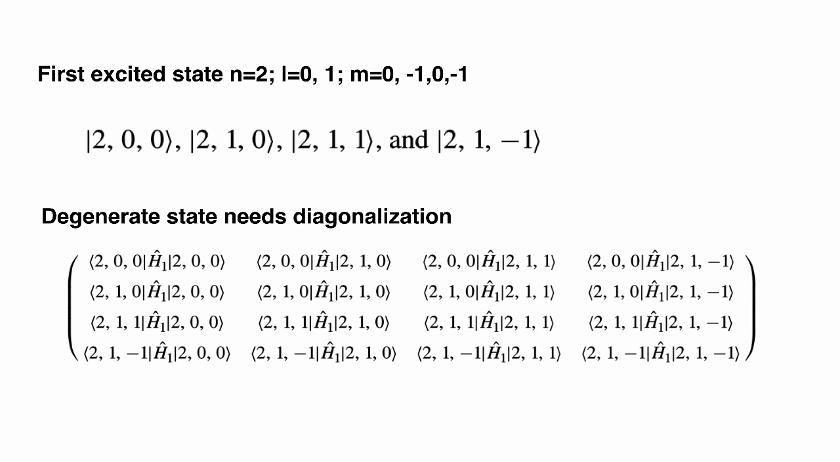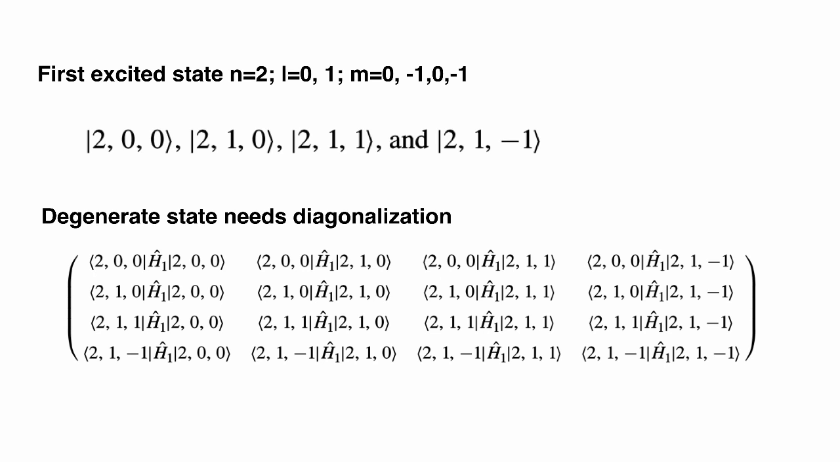Now, remember we are in the degenerate state. We need to build that matrix, whose matrix elements are all the combinations between those 4 states for H1. So we end up with a 4x4 matrix that we need to diagonalize. There are different ways to calculate this matrix. One way is brute force, just go ahead and calculate the whole thing. That's possible, it takes forever, but it's possible.